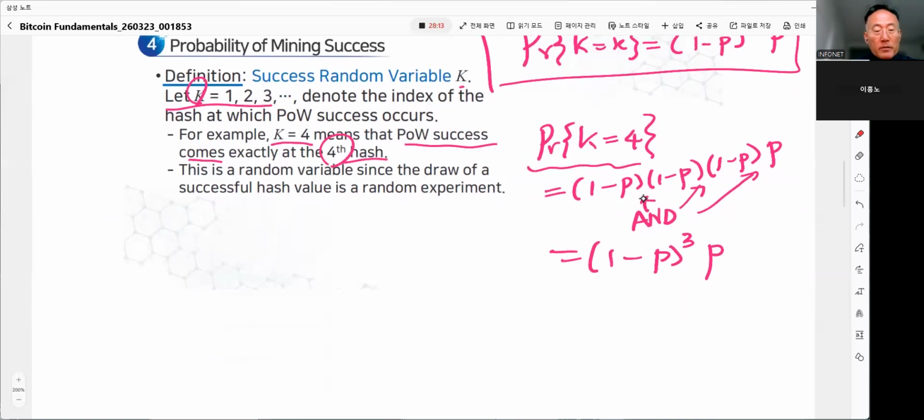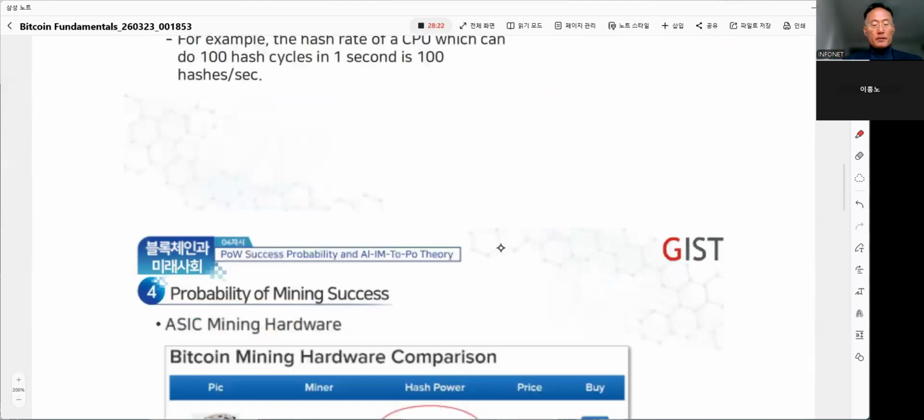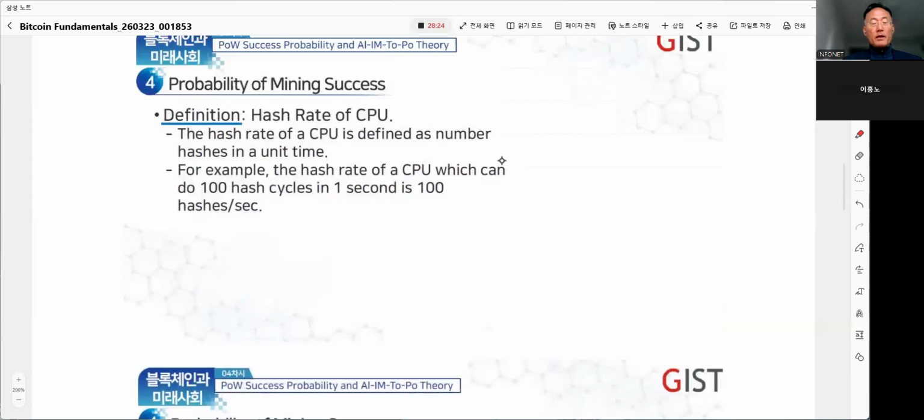All right. So this is a random variable since the draw of a successful hash is a random experiment. And here, the hash rate of a CPU. The hash rate of a CPU is defined as the number of hashes in a unit time. Okay, hash rate: hashes per second.